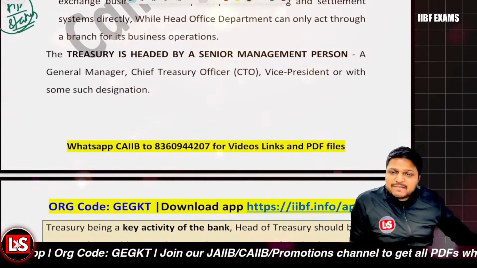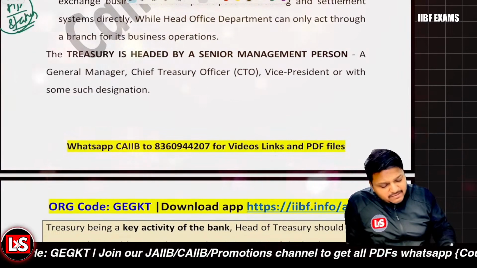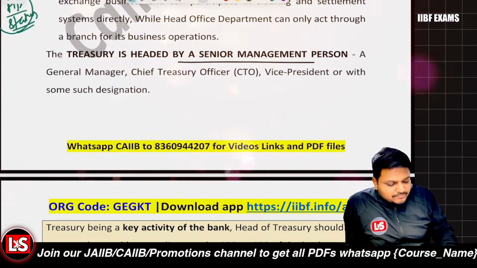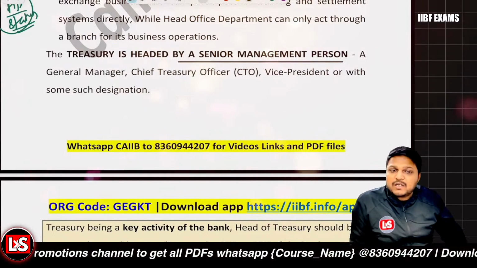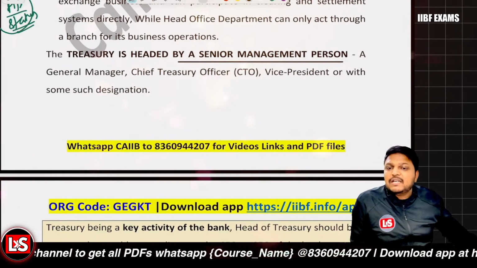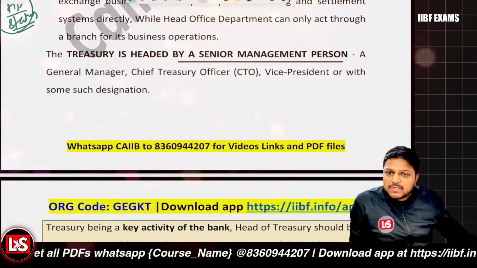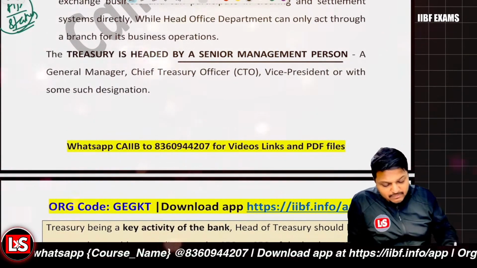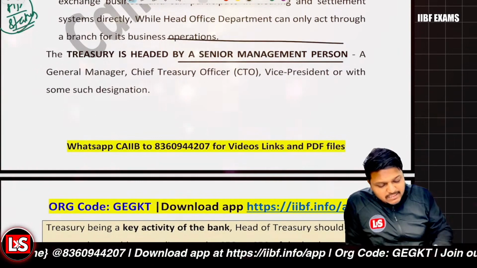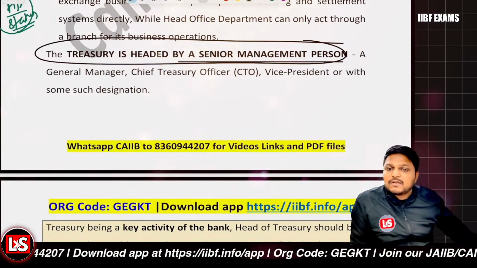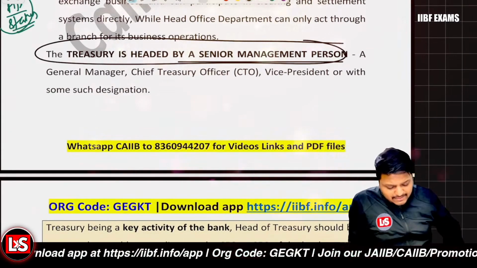And the treasury is basically headed by a senior management person, which will be a general manager, or let's say a CTO, that is Chief Treasury Officer, or Vice President Treasury, right? So it is headed by a senior management person. Clear with it?